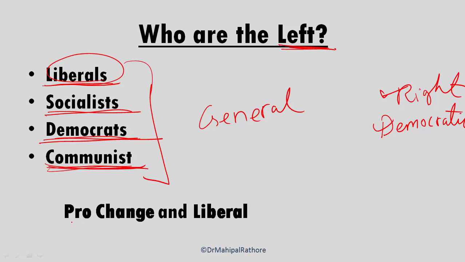Left-wingers are mostly pro-change. They want change in the ancient systems, the old societal norms, or the old structure of government that is going on. In the French Revolution, you see that the old system was going on. The king used to do whatever he wanted. He could tax the people. So they wanted a change in that. They were pro-change, and that has continued till today. Whichever left-wing people are there, they want change in the older systems, and they are liberal. So these are the two basic qualities of the left wing: pro-change and liberal.